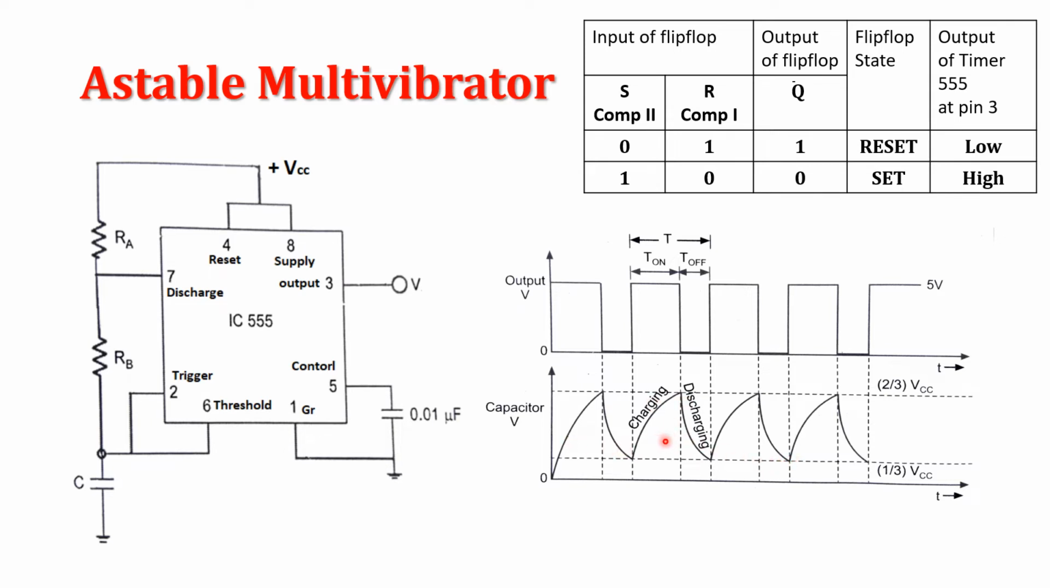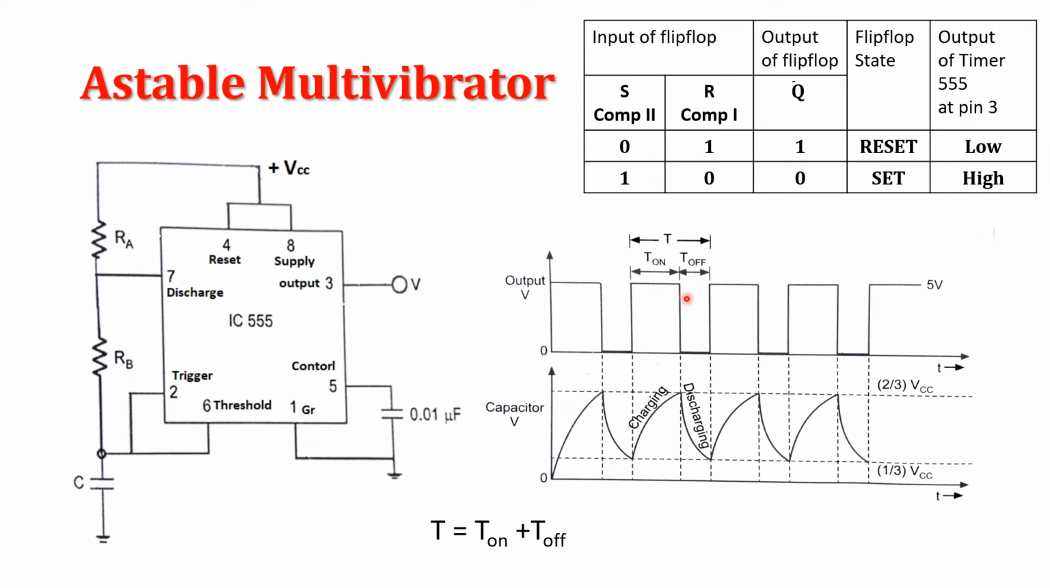Now how to find the period and frequency as well as the duty cycle from the output of the astable multivibrator, that we are also discussing here. Here it shows the time period T is the sum of T on. We get the T on when the output of the timer is high.